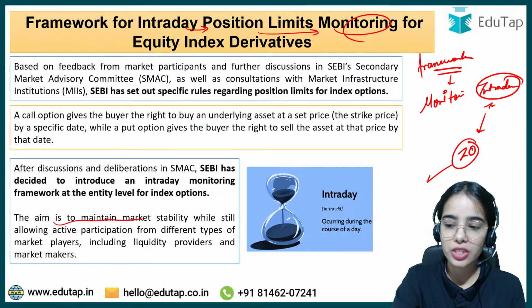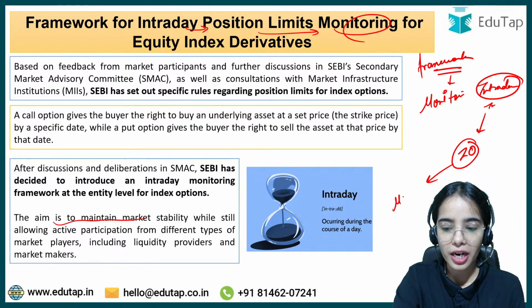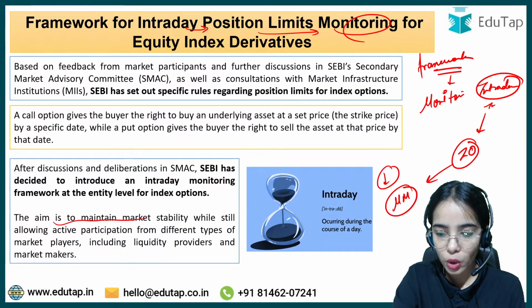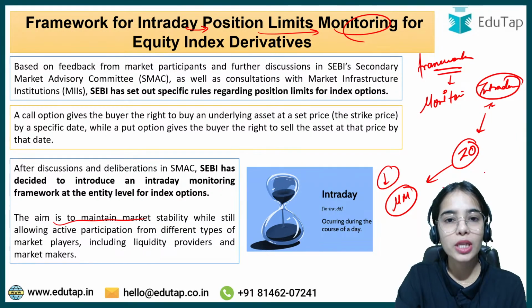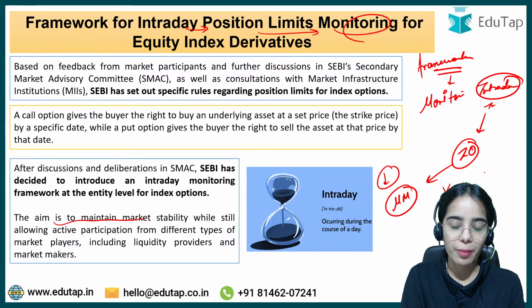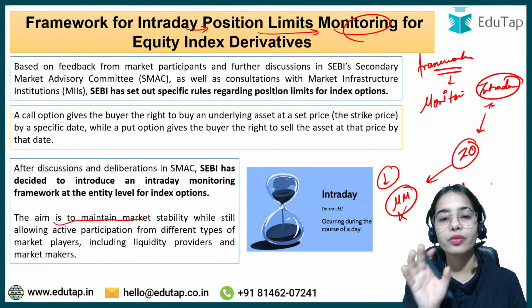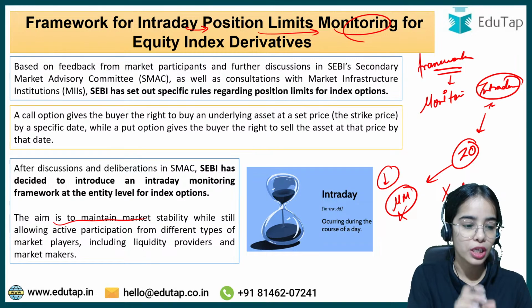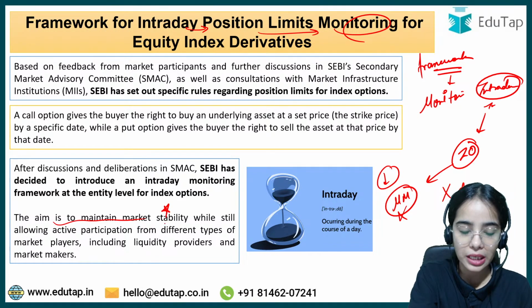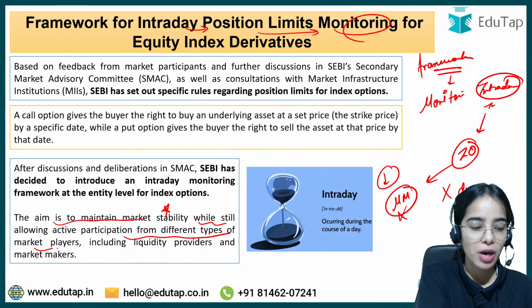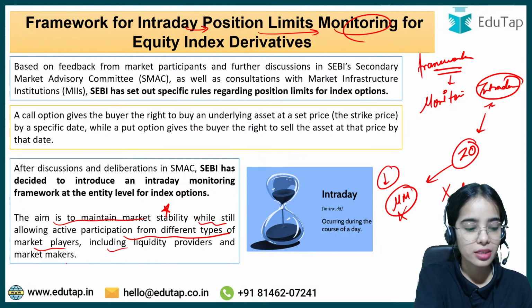Now the aim of this framework is to stop or reduce market manipulation, and to not allow disorderly trade, so that destabilization of the market does not happen. So the aim is to maintain market stability while still allowing active participation from different types of market players, including liquidity providers, hedgers, speculators, and market makers.